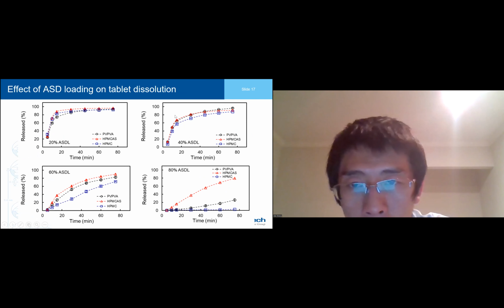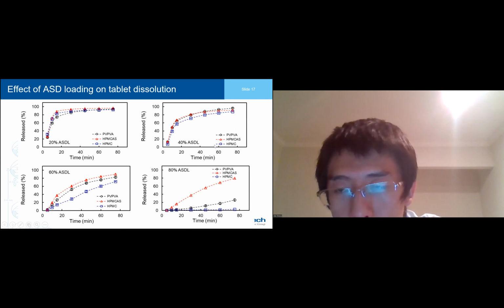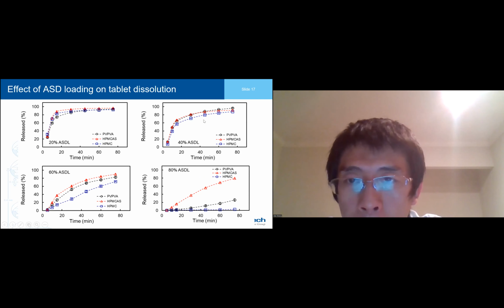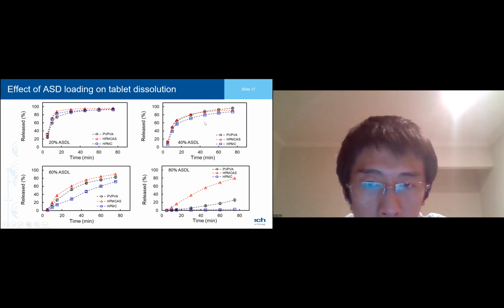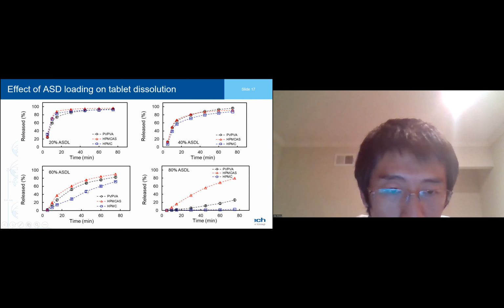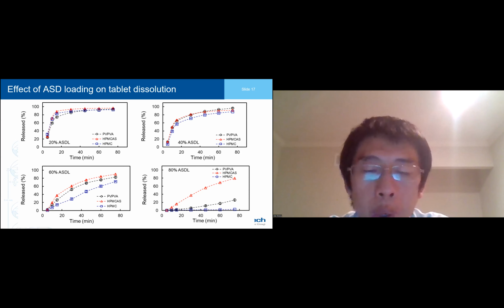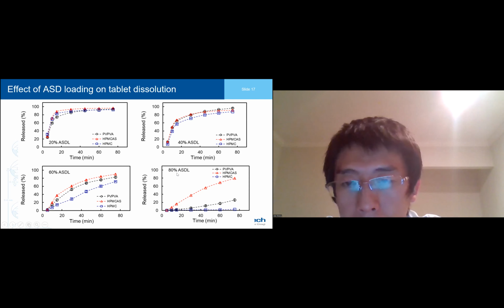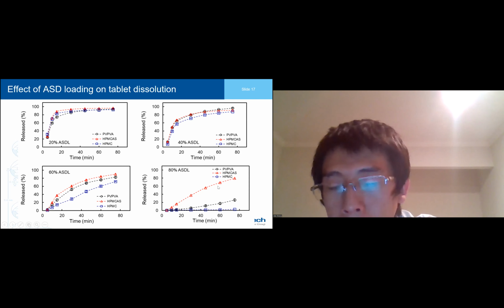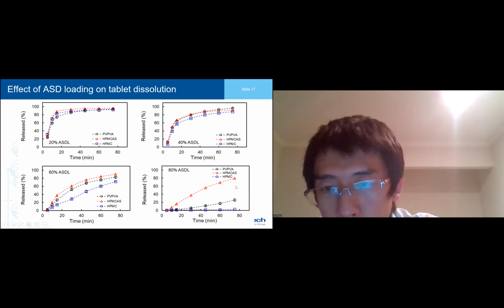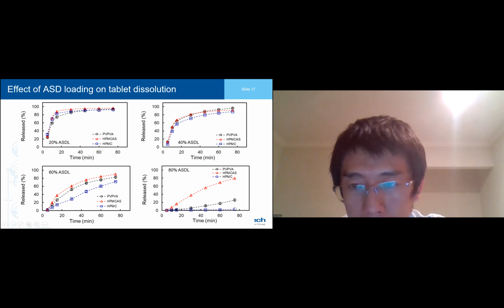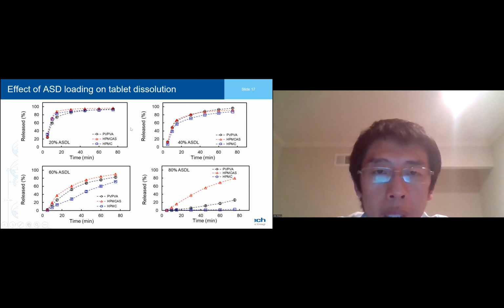profile is pretty much similar. When the ASD loading increases, the HPMC ASD tablet begins to slow down compared to the other two polymers because of the long disintegration time. And with further increase of ASD loading, the PVPVA ASD also begins to slow down because of the increase of disintegration time. At 80% ASD loading, the HPMCAS-based ASD tablet can still release some drug, but the other two polymers release less than 20% of the drug. So this dissolution testing result is consistent with the disintegration testing result.